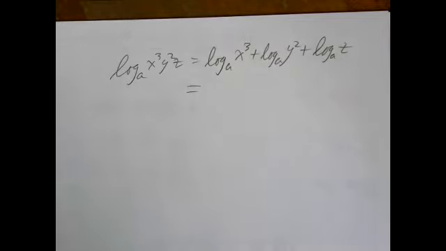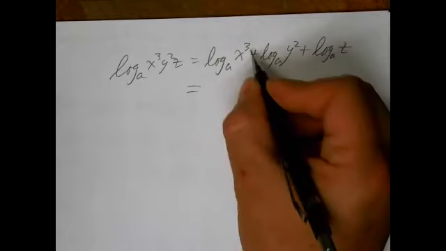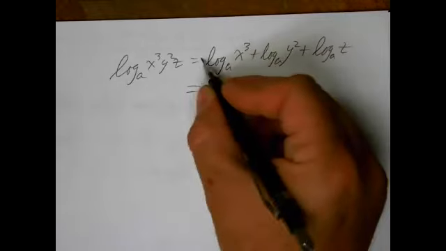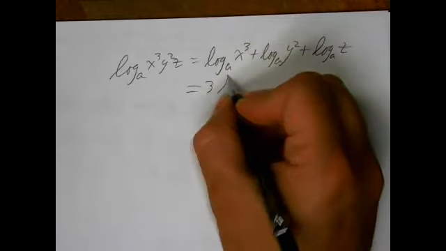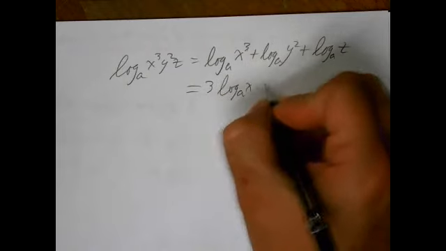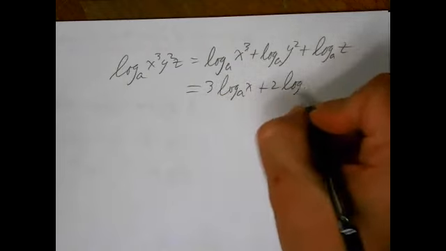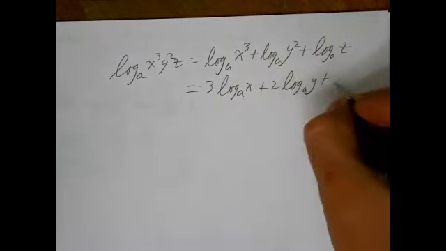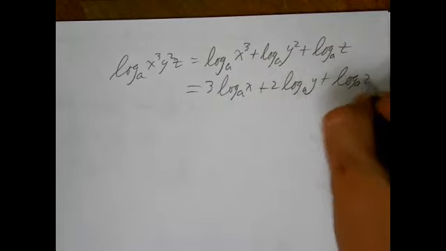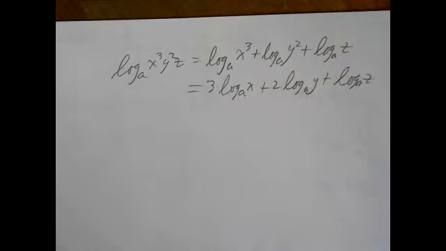And now to incorporate the other property of logs that I haven't used yet, exponents can move out front as multipliers. This becomes a 3 log base a of x plus a 2 log base a of y plus log base a of z. All right.